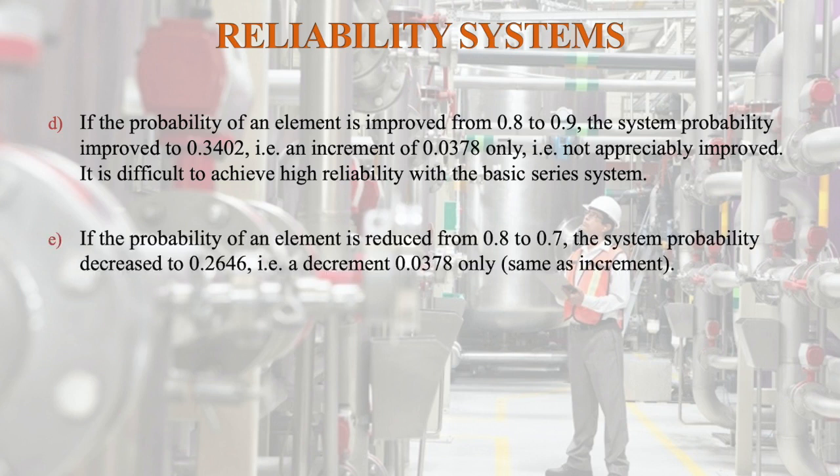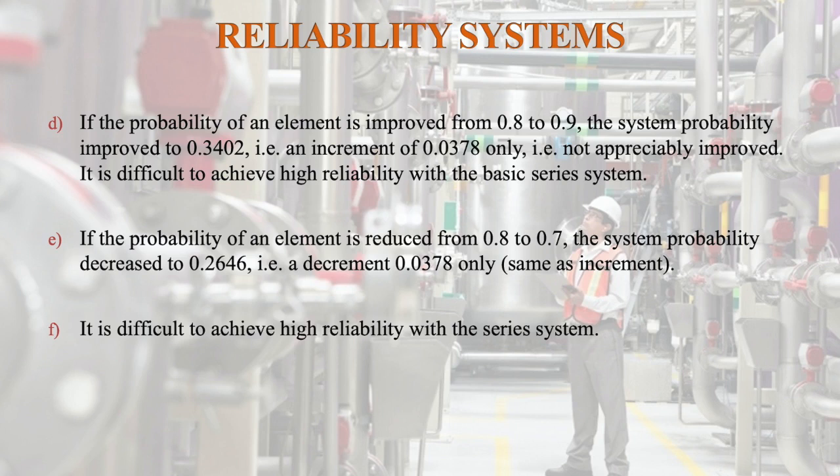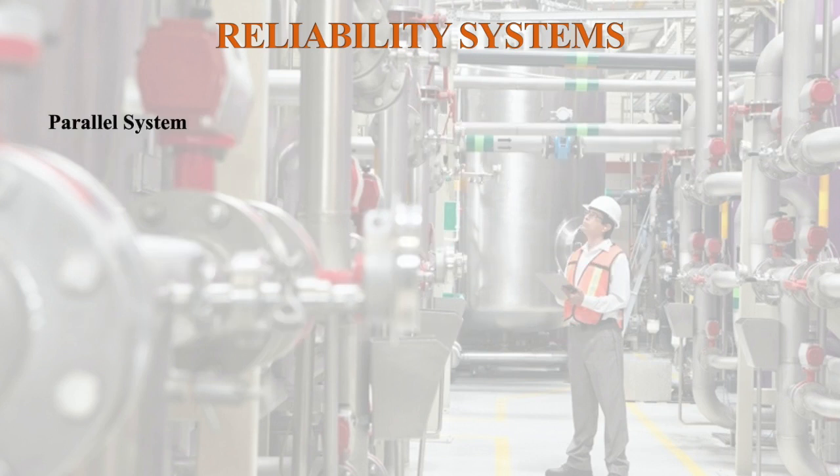If the probability of an element is reduced from 0.8 to 0.7, the system probability decreases to 0.2646, that is a decrement of 0.0378 only, the same as the increment. So it is difficult to achieve high reliability with the series system. So now we have learned about the series system. Then the next one is the parallel system.